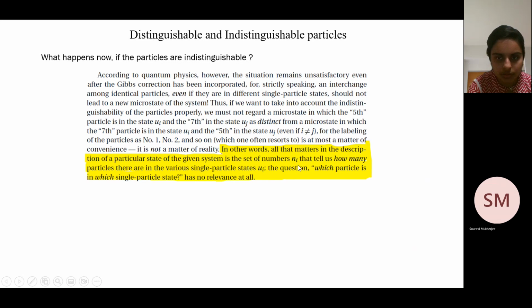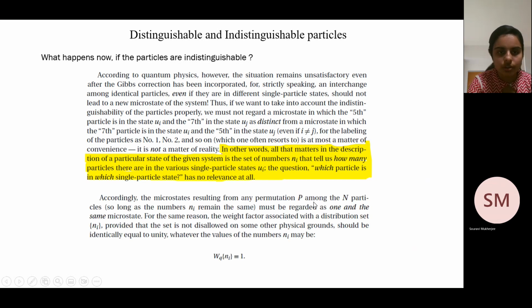So what happens then is that what matters is the number of particles, Ni, how many particles are there in the various single particle states. Which particle is in which single particle state has no relevance. So in that case, any permutation of the n particles doesn't matter. All of them result in the same microstate. So the weight factor W({Ni}) in this case comes out to be 1.